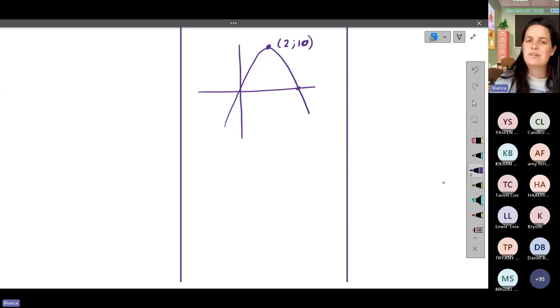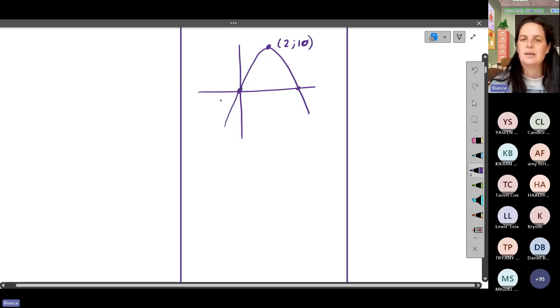But remember, there's three formulae. So which one do we choose? You choose the one with the information that's on your sketch. So look at your sketch. All I've given you is a turning point and one random x-intercept, not even the other x-intercept. So if I've given you the turning point, you need to write down the turning point formula. Don't forget the A.